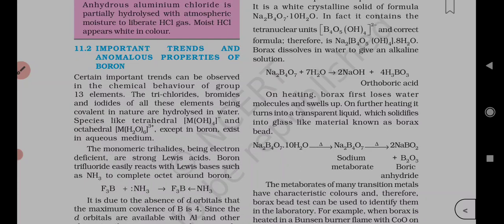So BF3 accepts a lone pair of electrons from ammonia and completes its octet. It is due to the absence of d orbitals that the maximum covalence of boron is 4. Since the d orbitals are available with aluminum and other elements, the maximum covalency can be expected beyond 4. Most of the other metal halides, for example AlCl3, are dimerized.